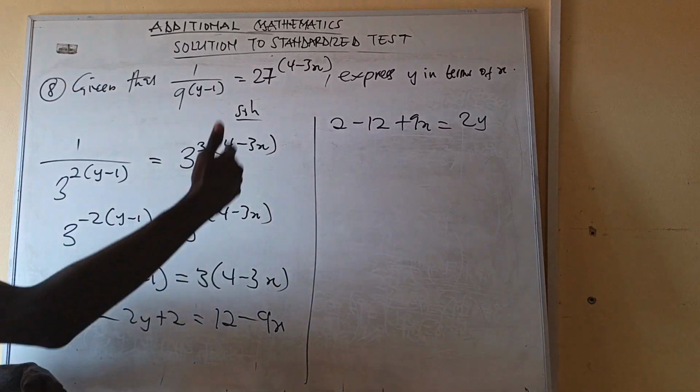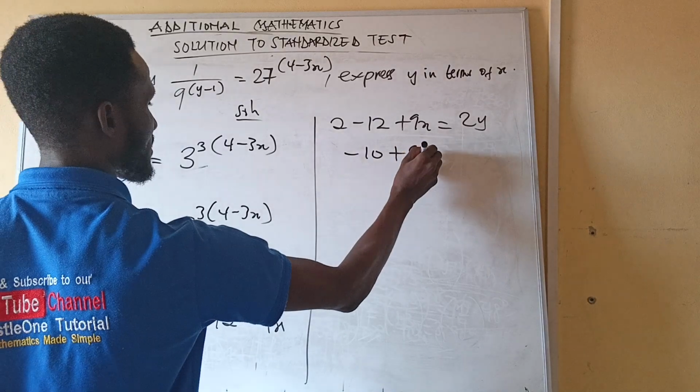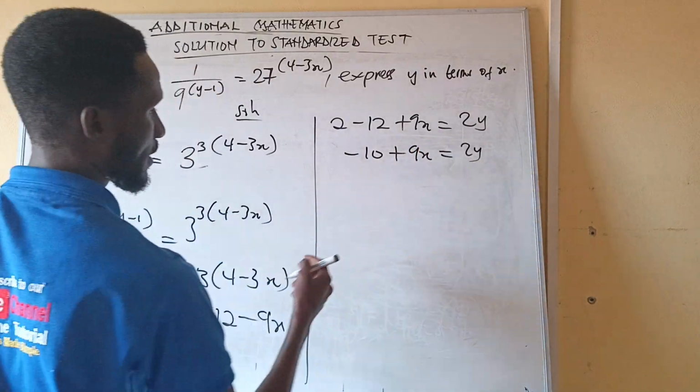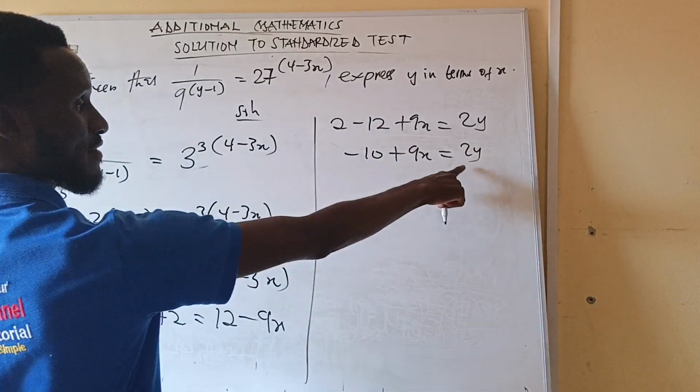I want the y to be negative. That's what I'm saying to the other side. Now this and this will give us minus 10 plus 9x equals to 2y. Now what do we do? We have to divide both sides by 2.